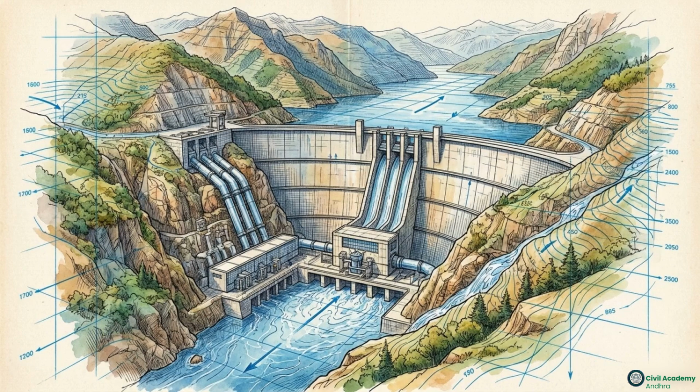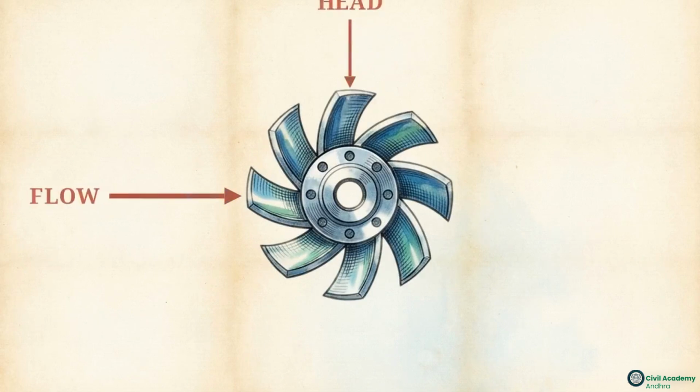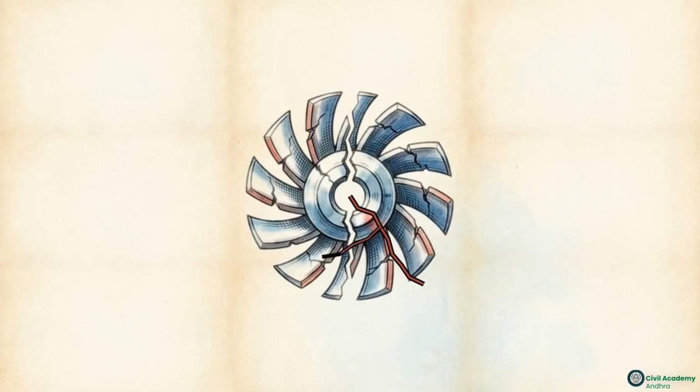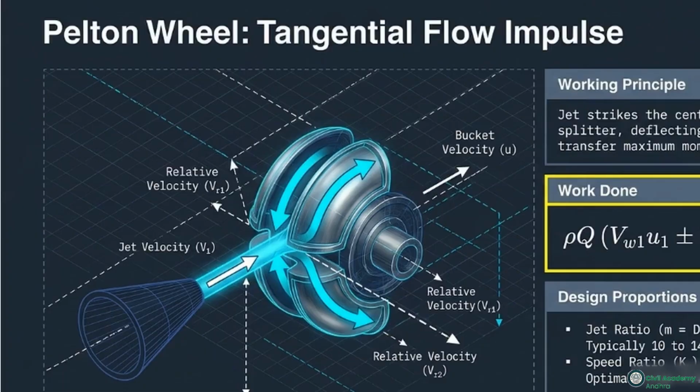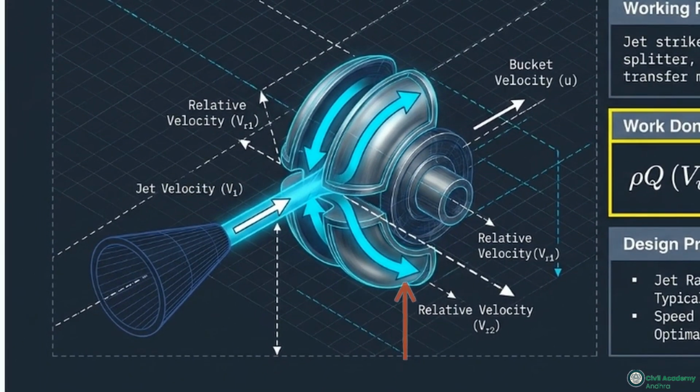Because each turbine is engineered for a specific range of fluid forces, matching the wrong machine to the available head and flow can result in a runner that vibrates or fails under the weight of the water. Let's closely examine the Pelton wheel. This diagram illustrates its tangential flow. Notice the central splitter in the bucket. When the high head jet strikes, the fluid deflects by 165 degrees, transferring the maximum momentum to the wheel.